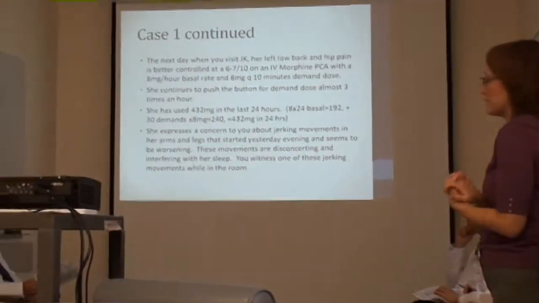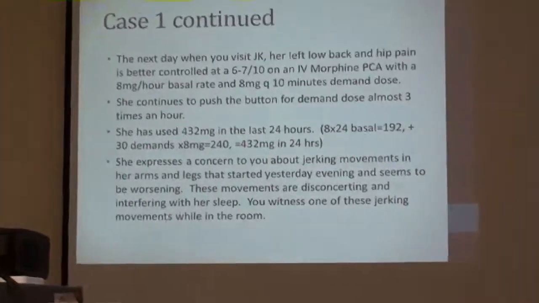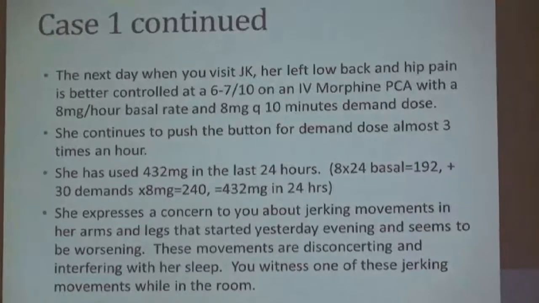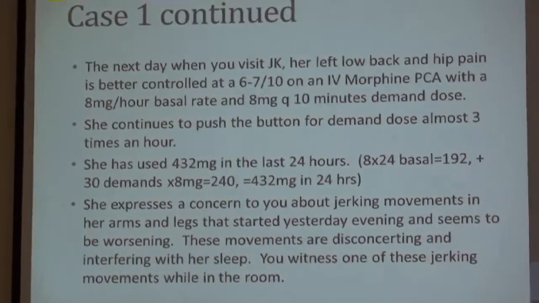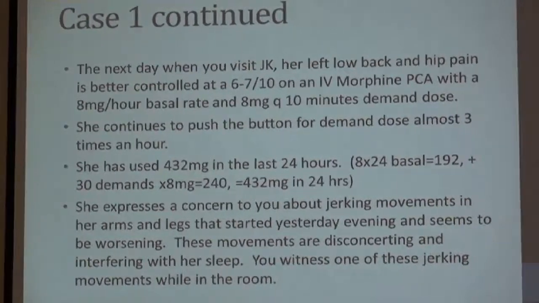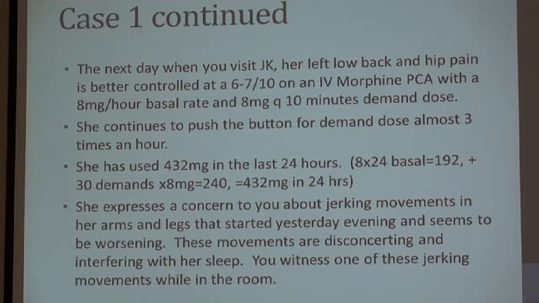Case 1 continued. Does someone want to read at all? Let's have somebody volunteer. Next day when you visit JK, her left low back pain and hip pain is better controlled at a rate of 6 to 7/10 on an IV morphine PCA with 8 milligrams per hour basal rate and 8 milligrams Q10 minutes demand dose. She continues to push the button for the demand dose almost 3 times an hour. She's used 432 milligrams in the last 24 hours.